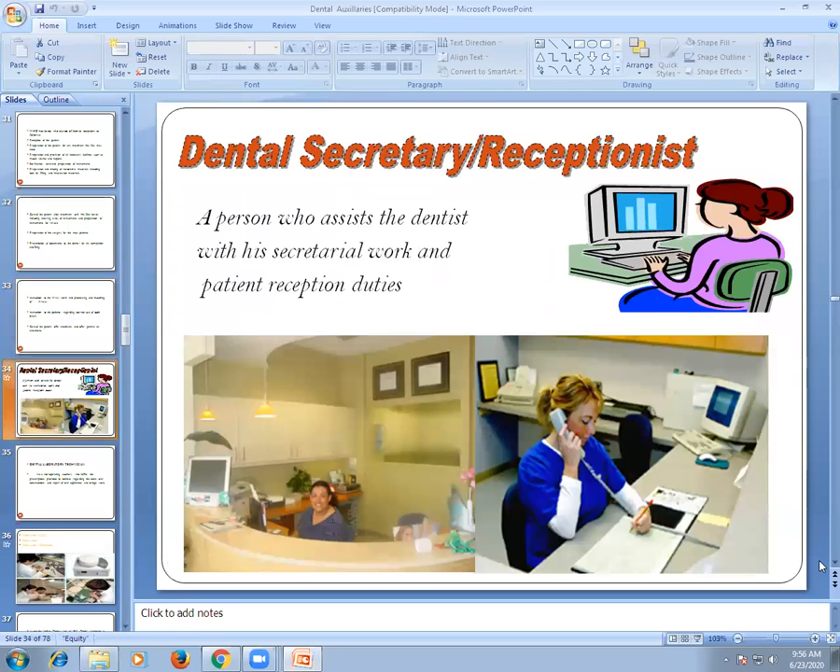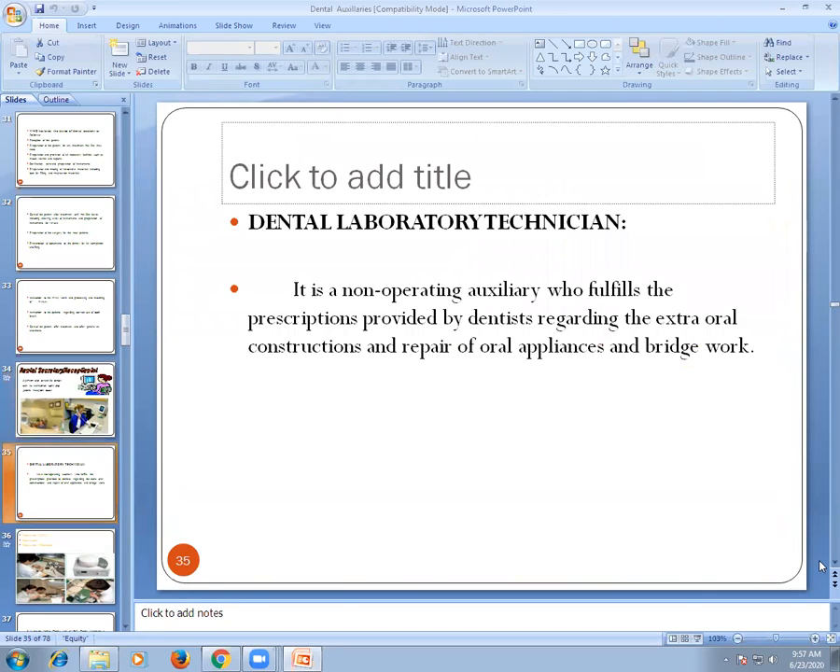Now coming to the dental secretary or receptionist. See this picture, you can understand the role of the dental secretary. The dental secretary is a person who assists the dentist with secretarial work and patient reception duties.